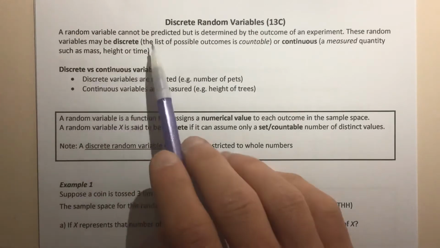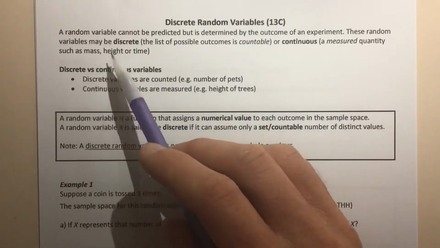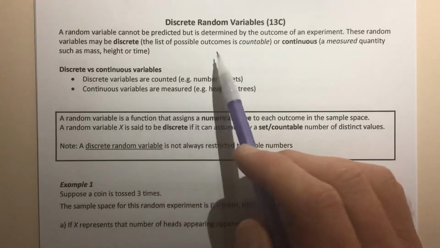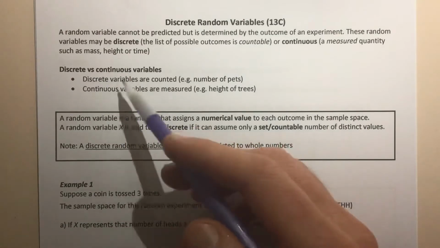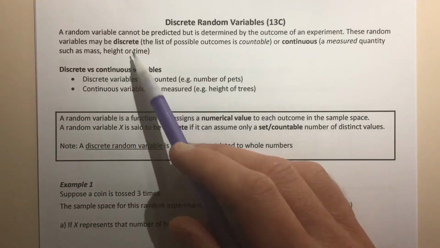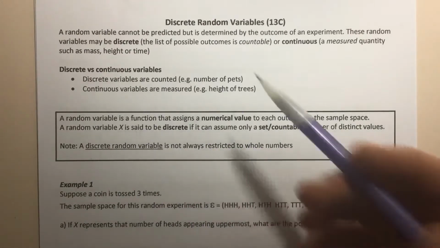A random variable is something that can't be predicted, but is determined by the outcome of an experiment. And these random variables can either be discrete, which is where the list of possible outcomes is countable, or continuous, which is a measured quantity such as mass, height, or time. We've probably learned about discrete and continuous variables in statistics, and they mean the same kind of thing in probability.